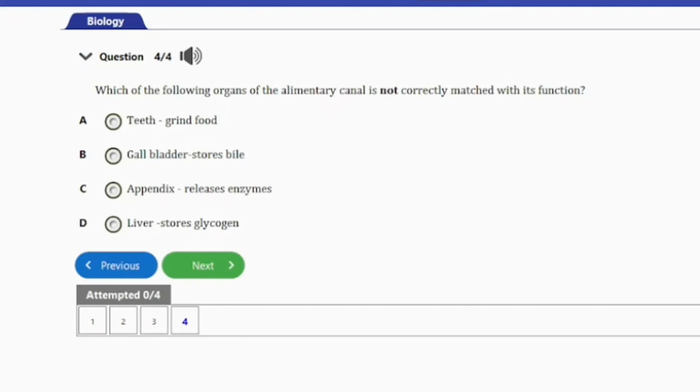Appendix is not matched with its actual function. So in humans, appendix is just like a vestigial organ. However, in most of the other mammals, it's there for digestion of cellulose. So it is not matched correctly with its function here, and as such, option C is the answer to this question. So guys, this is where we end this video for today.